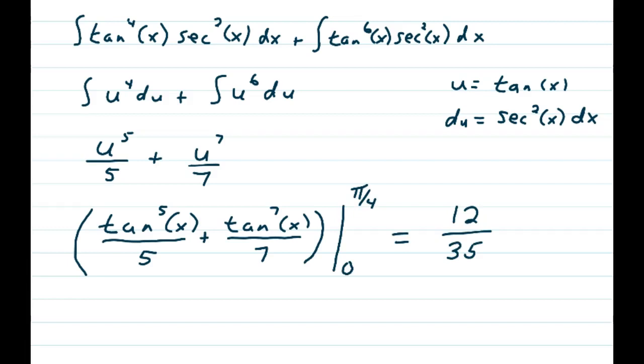And let's not forget that this was a direct evaluation from 0 to pi over 4. So we had a definite integral, and we get an answer of 12 over 35.